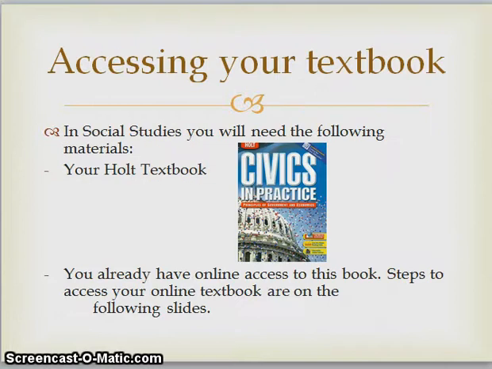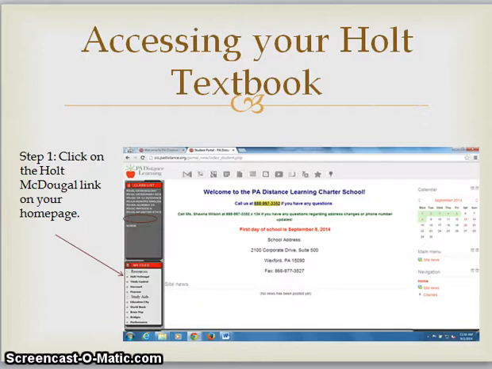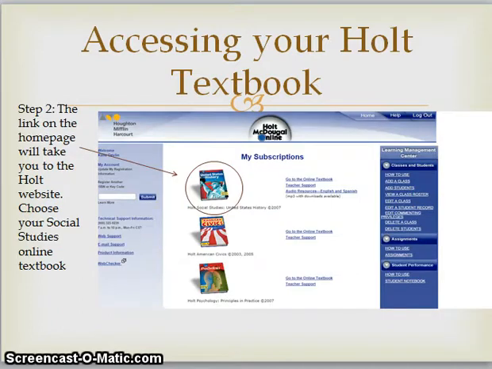Accessing your textbook. In social studies, you will need the following materials. Your Holt book. And the awesome thing is, guys, it is online and you already have access. So here is how you access your Holt book. Go to the main page in the Learning System for School. Click on the Holt McDougall link. I believe it's around here where the arrow is. And then from there, you'll see a list of books. This is my list of books here. And you're going to click on your book. So you don't see your book posted there, but look for the word civics and the blue and white White House, and there you go.